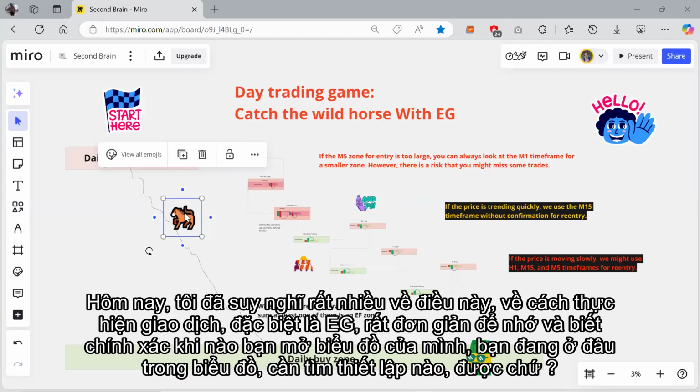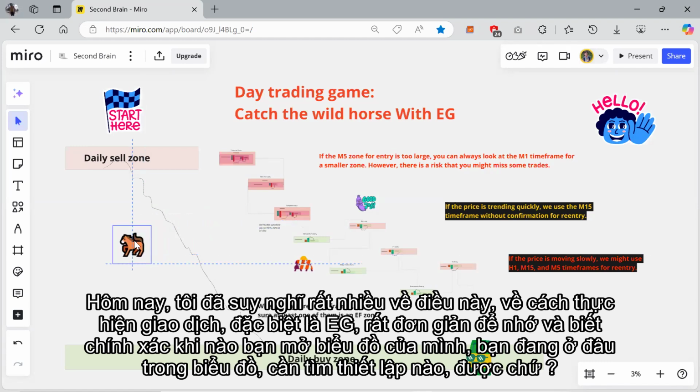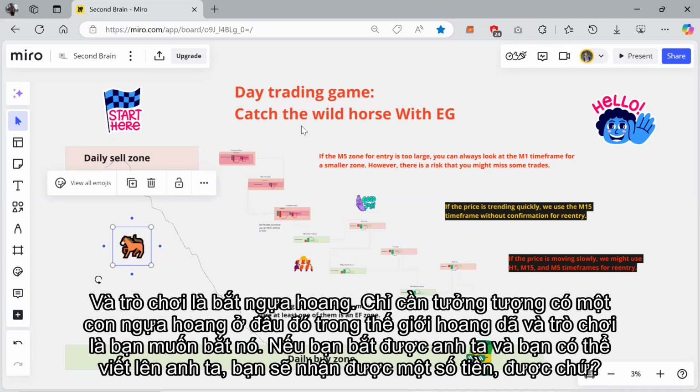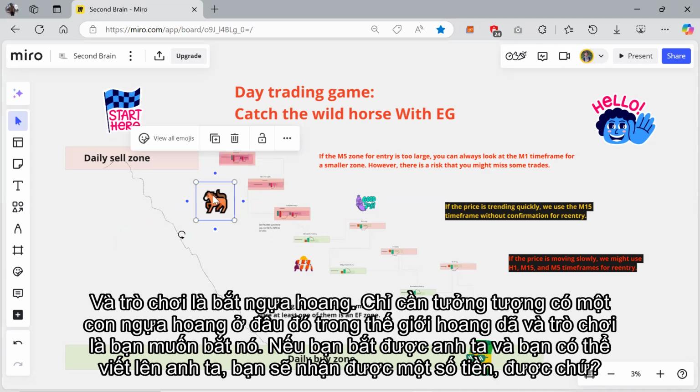Today I have been thinking a lot about how to make trading, especially EG, very simple to remember, and to know exactly when you open your charts where you are in the chart and which setups to look for. The game is catch the wild horse. Just imagine there is a wild horse somewhere in the wild, and you want to catch him. If you catch him and you can ride him, you will get some money.